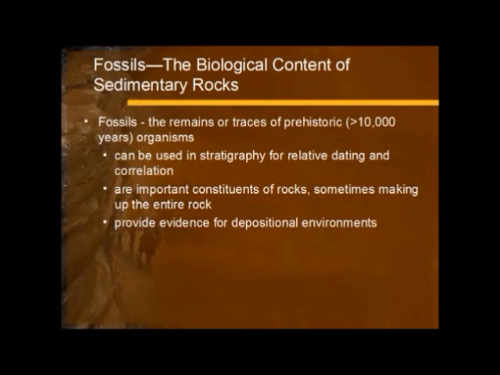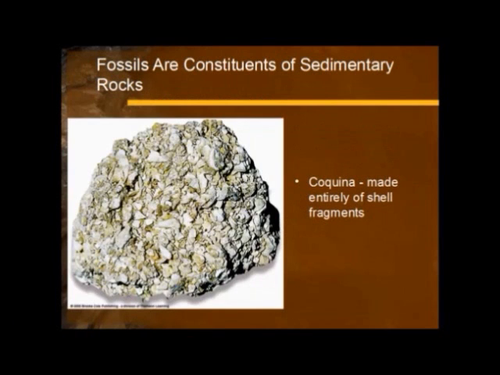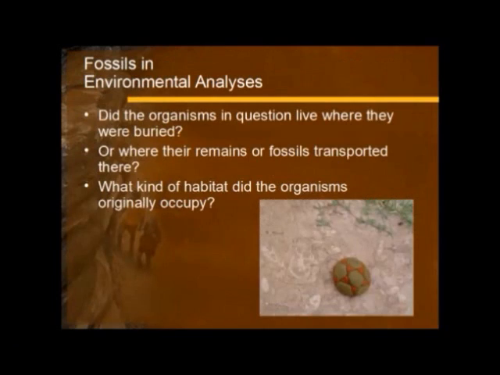If we are able to tell what these creatures are, we can make a comparison to modern environments, and we can provide evidence for the past environment from that. We can tell what type of environment these creatures were living in. One of those rocks that fossils are one of the main constituents of is a coquina. Coquina rock is made entirely of shell fragments.